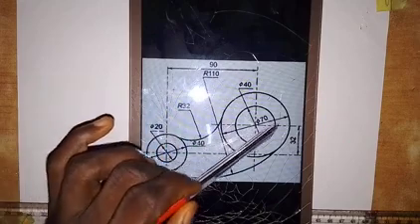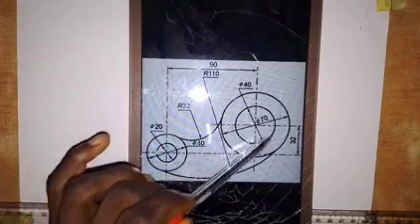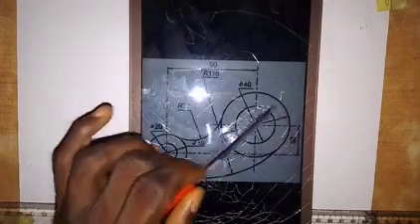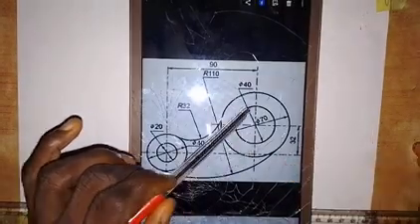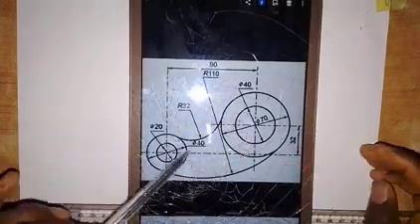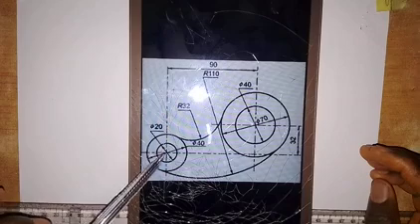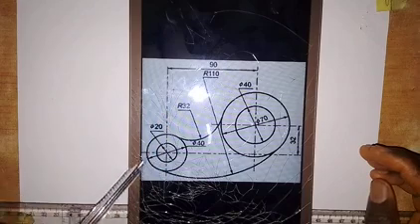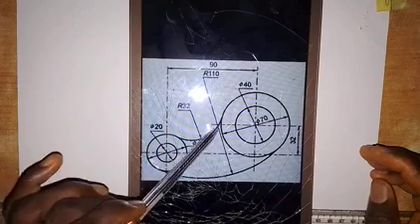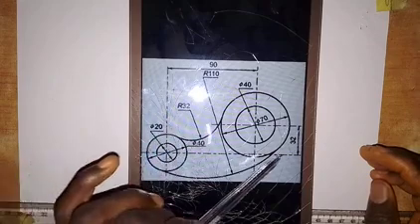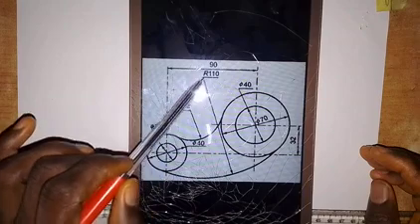So we have the diameter of this small circle to be 40 millimeters. For this big circle, diameter is 70 millimeters. And then for this small circle here, the diameter is 20, while this circle here, diameter is 40. The radius of this arc is 32. The radius of this arc is 110.